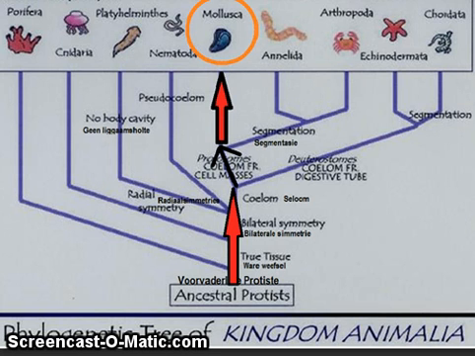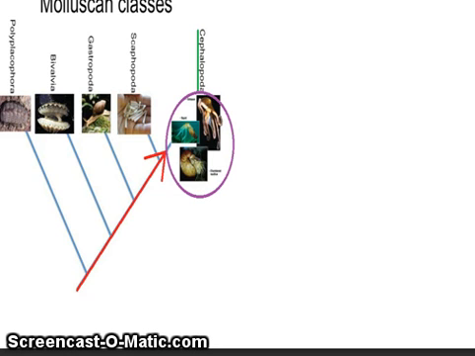How would we classify mollusks? Well, here we can see by this phylogenetic tree of the kingdom Animalia, mollusks from the ancestral protists would be straight up here into this orange circle here. Now if we were to look more in depth into the molluscan classes, we can see they're split into 5 classes, with the one we'll be looking at today here, Cephalopoda.